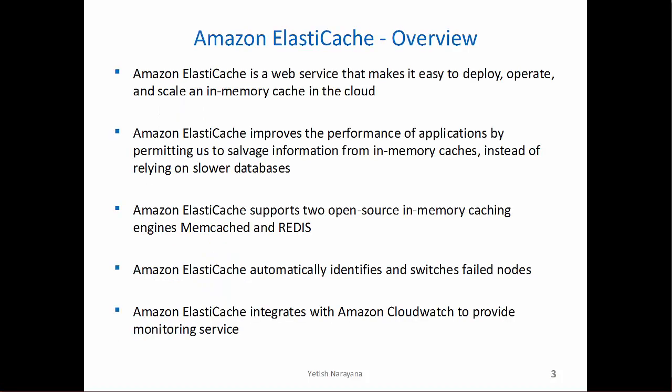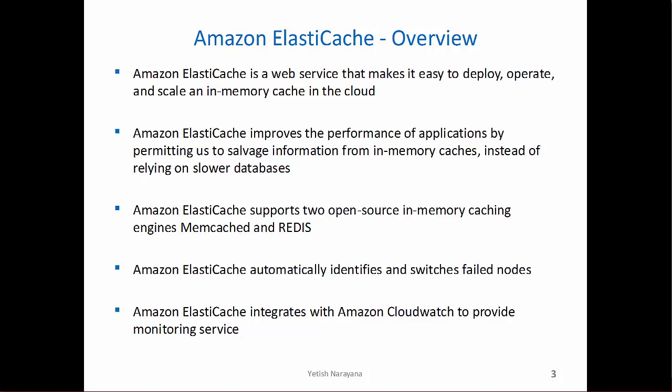So to begin with, ElastiCache is a web service that Amazon provides, which allows us to easily deploy and create in-memory caching applications. Now, ElastiCache supports two caching engines. One is Memcache and the other is Redis. Memcache is an in-memory caching engine, and Redis is more of a key value store. Both are open source cache engines that are supported by ElastiCache.